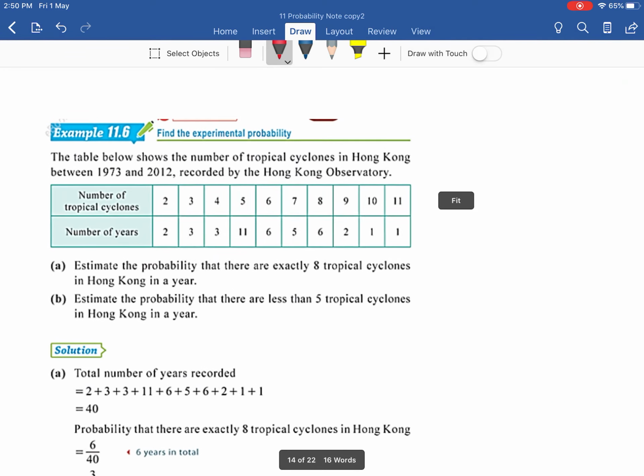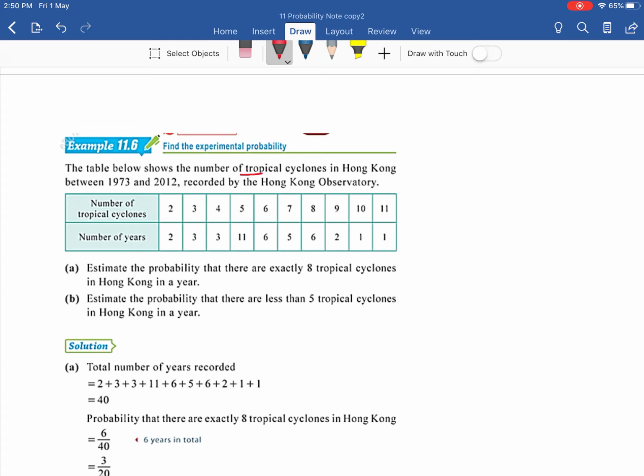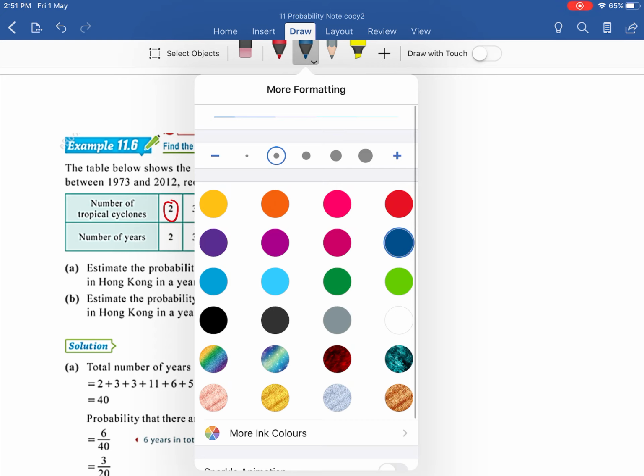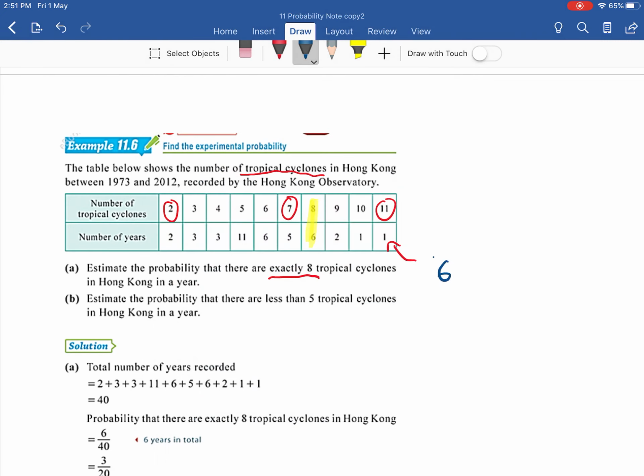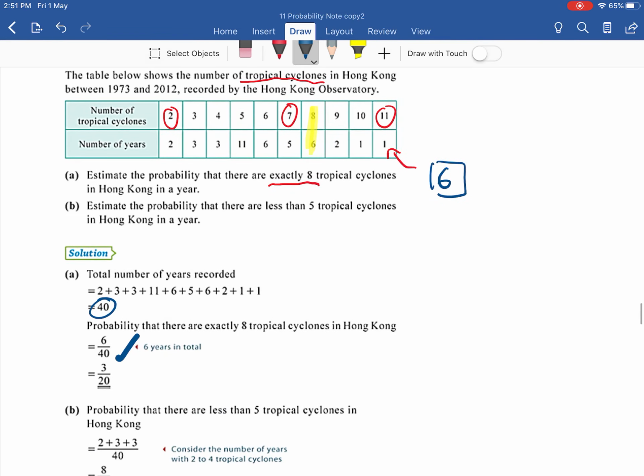And then we'll see an example, if we record the number of tropical typhoons in Hong Kong, okay, sometimes 2 times, and then sometimes 7 times, and then sometimes 11 times, okay? It is very rare that there are too many typhoons, okay? And then we see that exactly 8, okay, exactly 8, so we highlight here, exactly 8, okay? So you see that this only 6 cases, okay? But how many years? 40 years, okay? So 6 over 40.